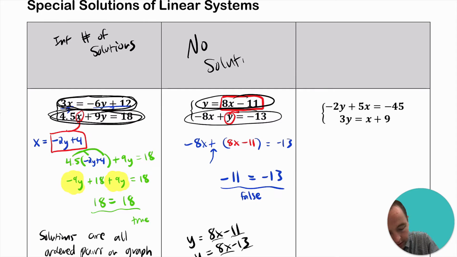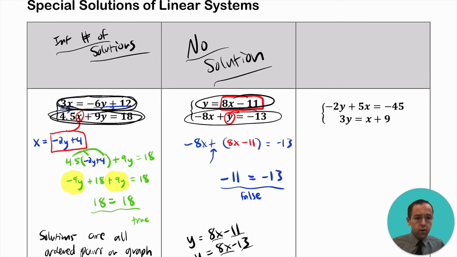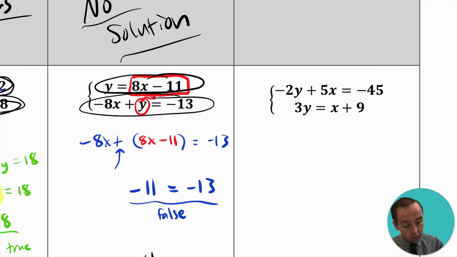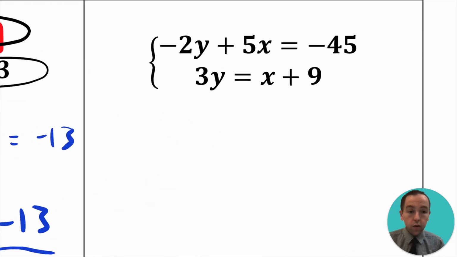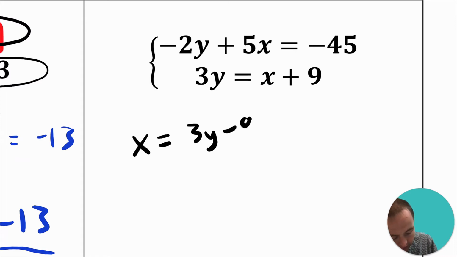So that's what you'll see when you're using the substitution method, when you run across cases where the solutions are all of the ordered pairs on the line, or when there is no solution. So otherwise, when you have a system like this, and we're going to do some substitution, let's say that I wanted to get this x alone in the second equation. That means I would have x equals, by subtracting 9 on both sides, 3y minus 9.